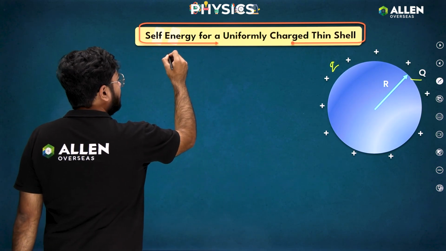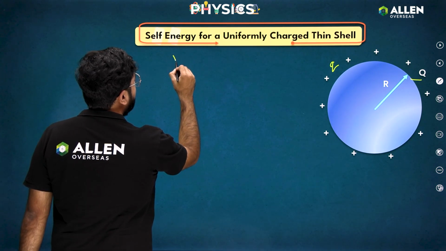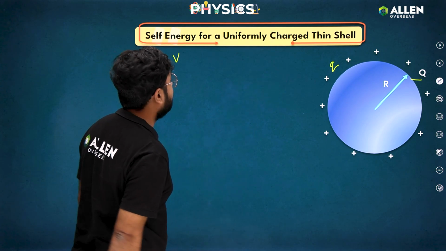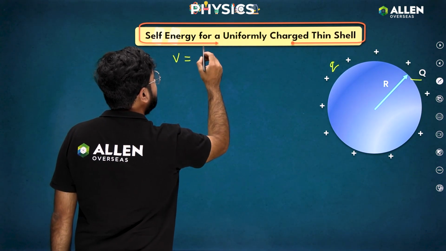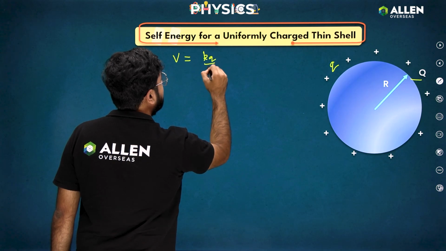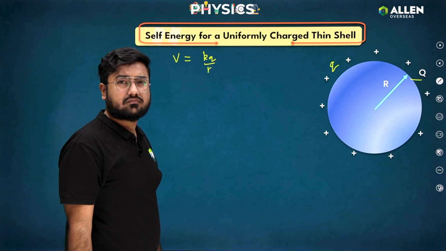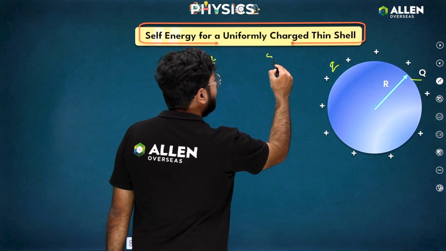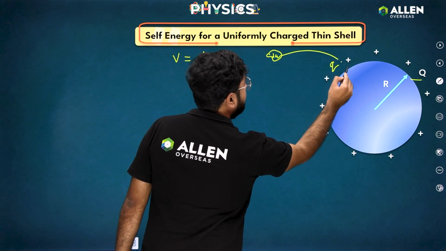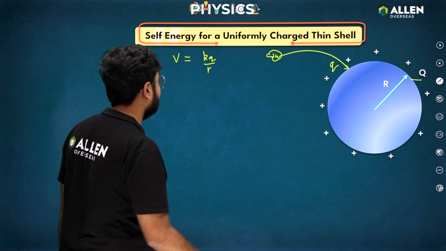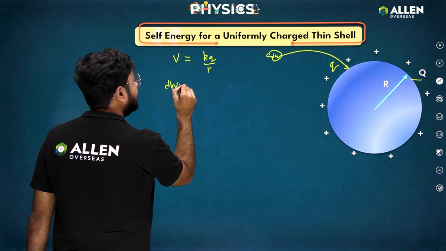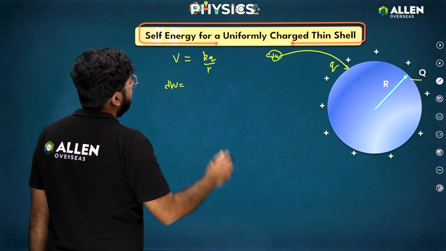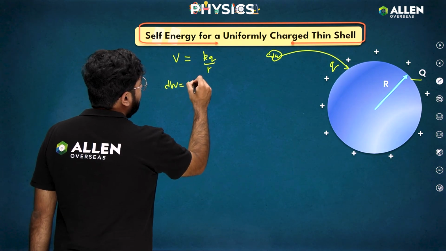What will be the potential of this sphere when the charge is q? You very well know that it is going to be kq by R, right? Now I am bringing a small charge dq from infinity to this point. So there will be a small work done in bringing this small charge dq. How much will be the work done? That will be equal to V dq.